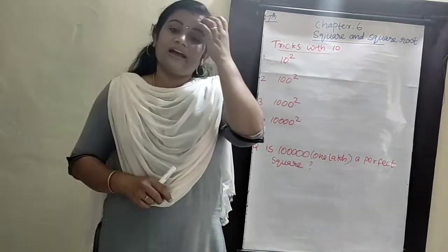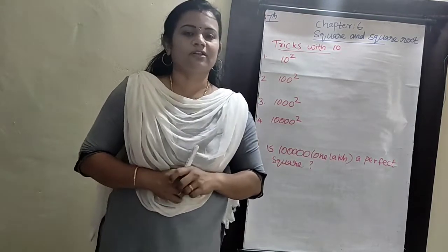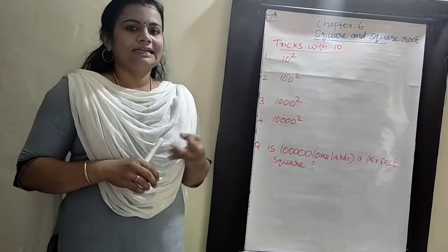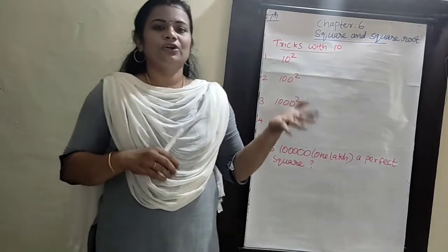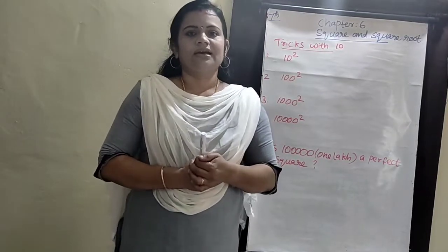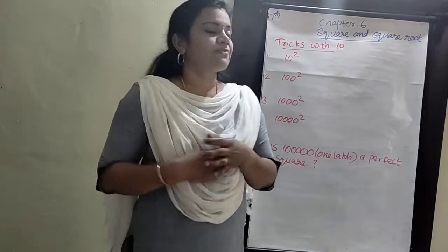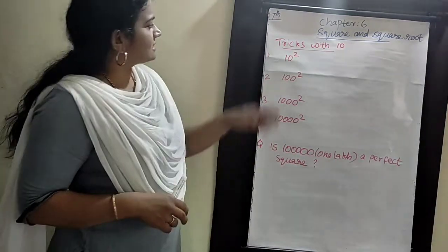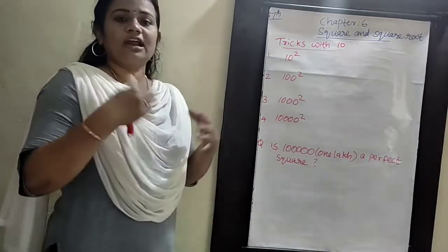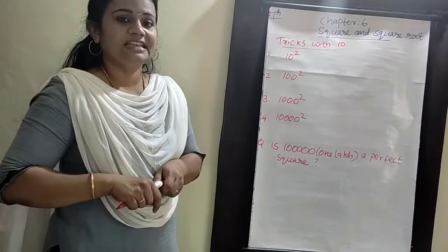In the last class we discussed perfect squares. Do you remember what the perfect squares are? 1, 4, 9, 16, 25, 36, etc. are the perfect squares. The product of the same number with itself is called a perfect square. Now we can study the trick with 10: how to find 10 square, 100 square, and 1000 square easily.